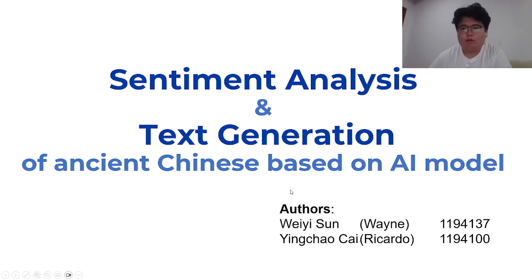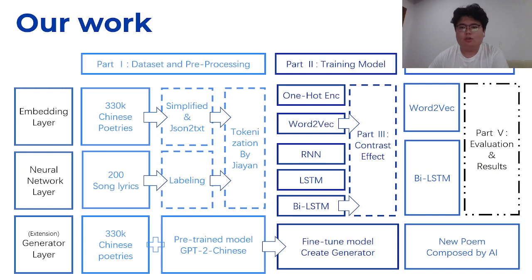Hello everyone. Our project is sentiment analysis and text generation of Ancient Chinese poems based on AI models. Let me introduce our work brief. Our work has five parts: dataset and pre-processing, training model, contrast effect, final model and evaluation, result and extension layer.